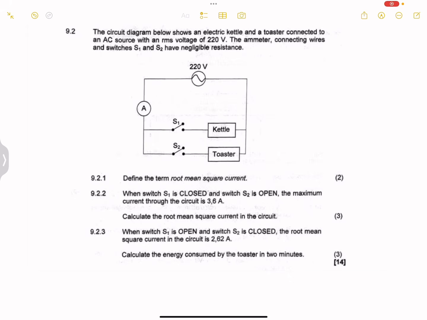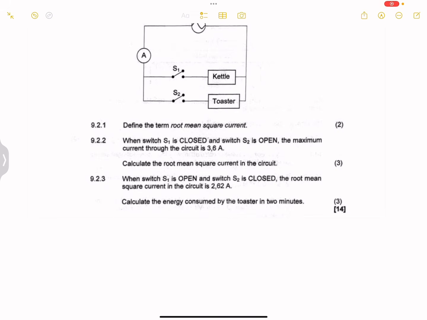They say the circuit diagram shows an electric kettle and a toaster connected to an AC source with RMS voltage of 220, an ammeter, connecting wires, and switches S1 and S2. Now they ask us to define the term root mean square current. Remember, these definitions are really not the most popular. We say that the root mean square current is the DC current that dissipates the same amount of power as the average power dissipated by the alternating current.